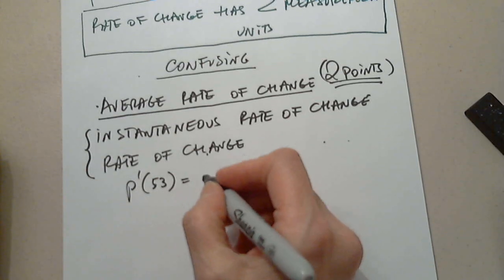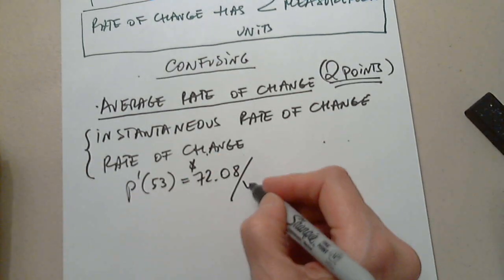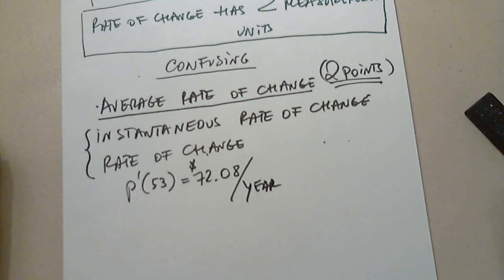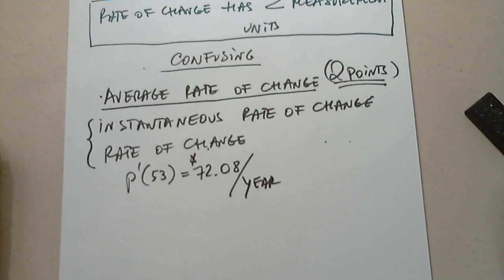So the answer is 72.08. And since it's a rate of change, I cannot have only a measurement unit. I have to have two measurement units. So it's going up every year by $72.08 in 2020, moving forward.